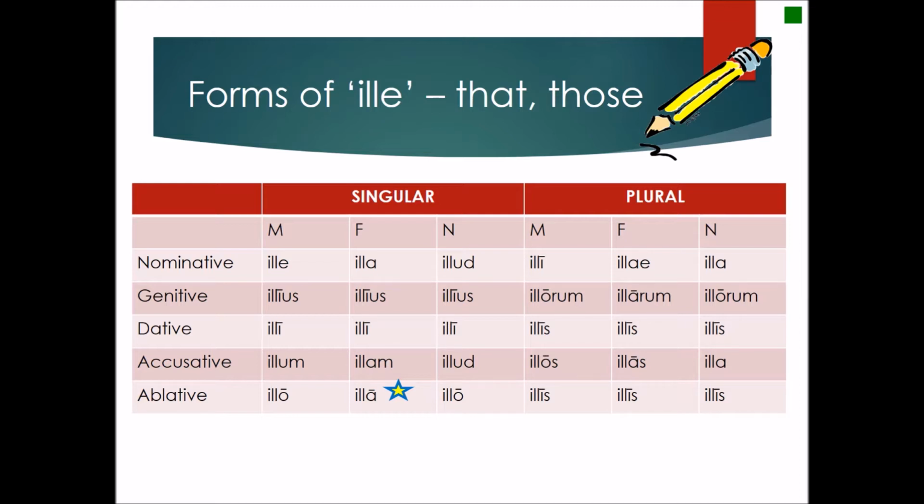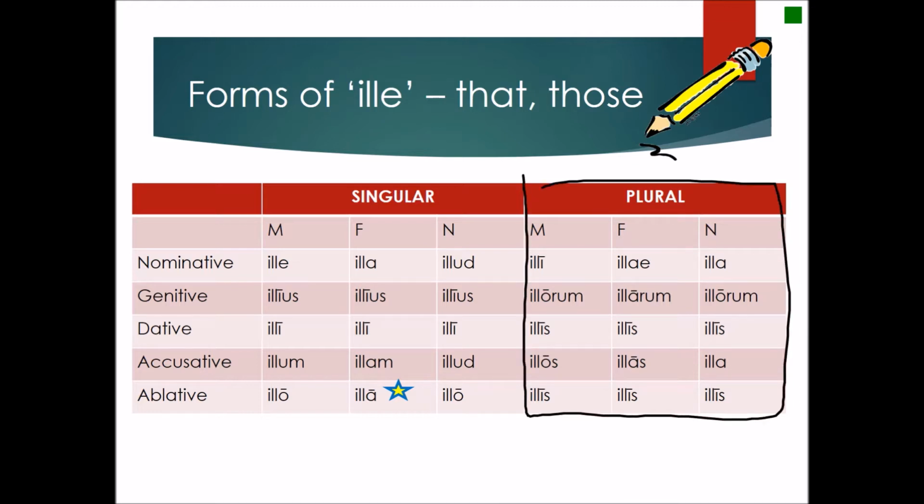A few things to note for the forms of ille is that very much so in the plural, these forms are identical to your first and second declension adjective endings. So you just need to put them onto the base ill to mean the demonstrative adjective that or those. In the singular, they are also quite a bit more similar to your first and second declension adjective endings, at least compared to the forms of hic.